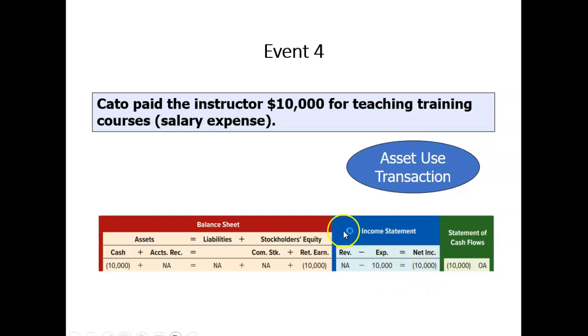On the income statement, we're showing an expense of 10,000, which for this transaction only will result in a net loss. Parentheses mean that number is negative. And under our statement of cash flow, we have an outflow of cash of 10,000 under your operating activity.